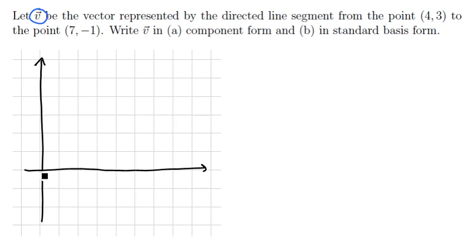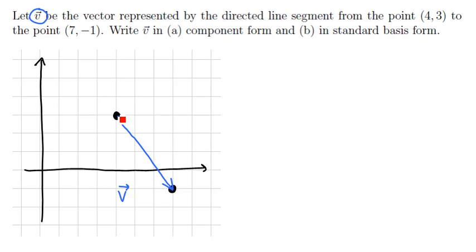The first point is the point 4, 3. The second point is the point 7, -1. And so v is the vector who connects the first point to the second point with the arrow pointing at the second point.